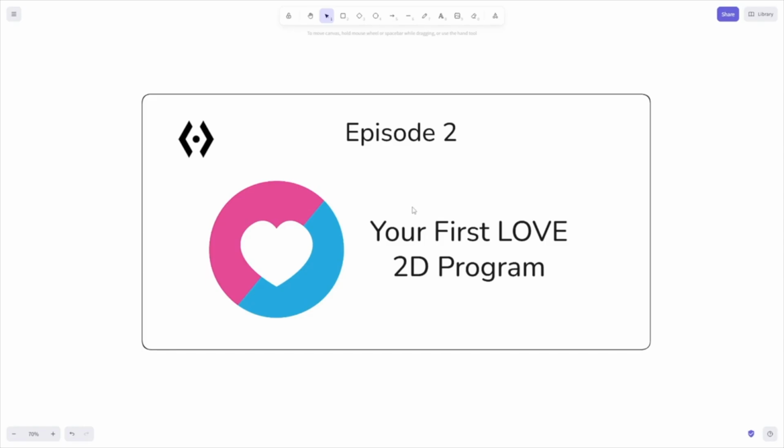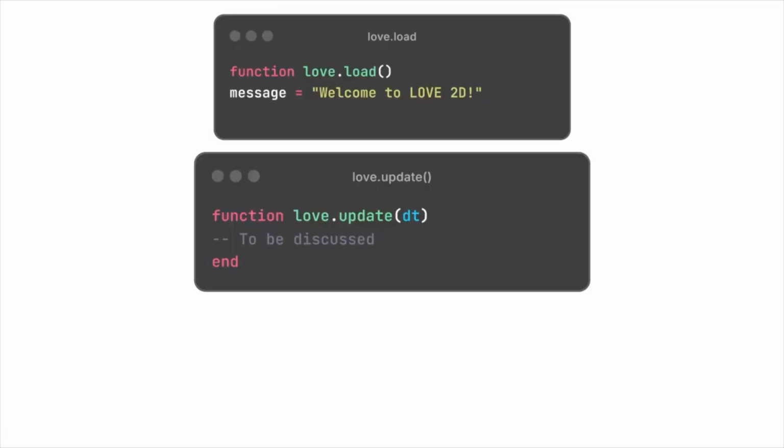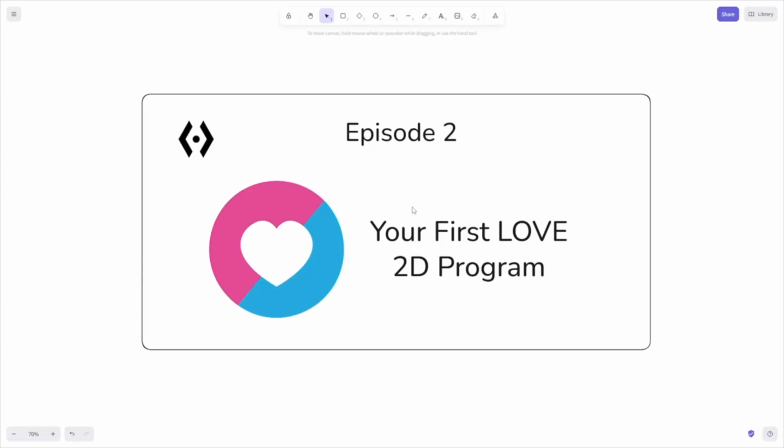In this video, we're going to dig a little deeper and look at how a basic Love2D project is structured. By the end, you'll understand how the game loop works using love.load, love.update, and love.draw, and how to display dynamic content on the screen. So let's get started.